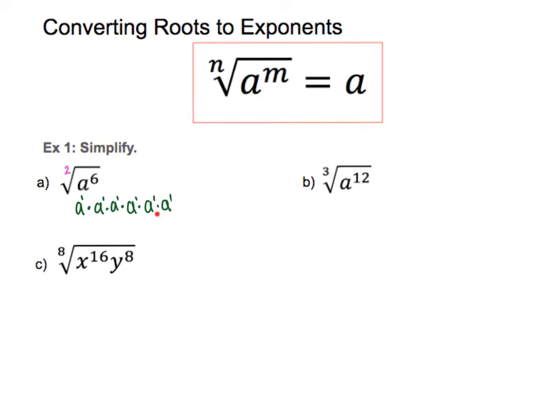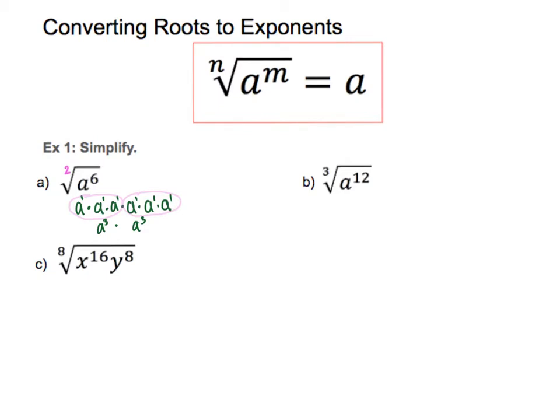So first off, there are 6 A's. I have to have 2 groups. In this case, if I have 2 groups, I'm going to put 3 A's in each group, because in that case, I have an even amount or the same amount of A's in each group. And I can only have 2 groups because this is a square root. And if I look inside each group, that's 3 A's right there. So if I multiply them, this is a to the 3rd power times a to another 3rd power.